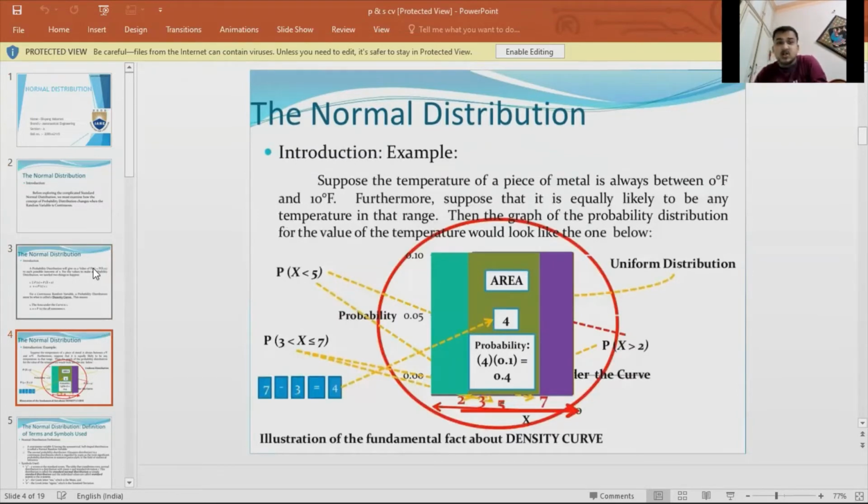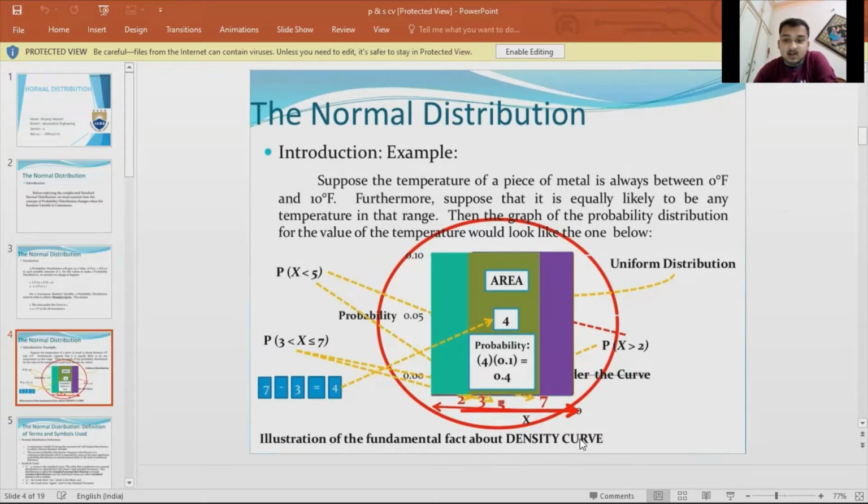The normal distribution. Suppose the temperature of a piece of metal is always between 0 degrees Fahrenheit and 10 degrees Fahrenheit. Furthermore, suppose that it is equally likely to be at any temperature in that range. Then the graph of the probability distribution for the value of the temperature would look like the one given below. Here the area is 4 times 0.1 equals 0.4 probability. The 2, 3, 5 are further representative values.